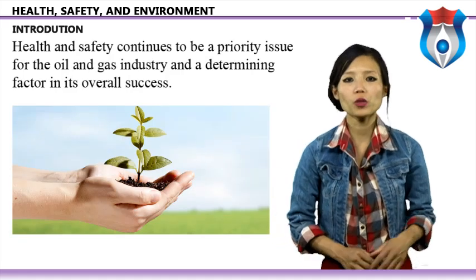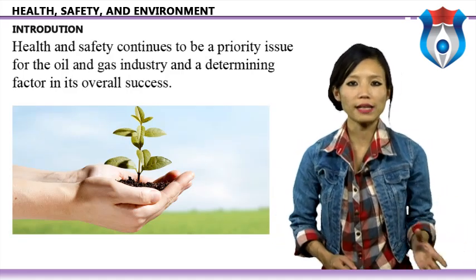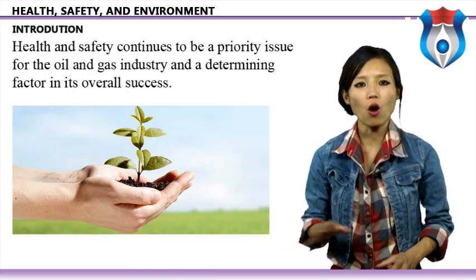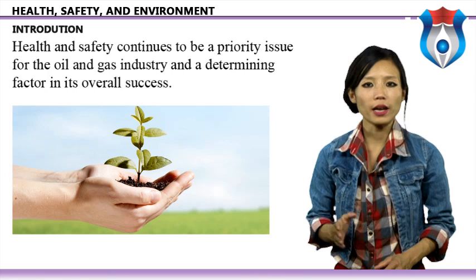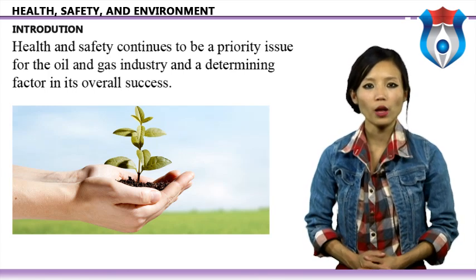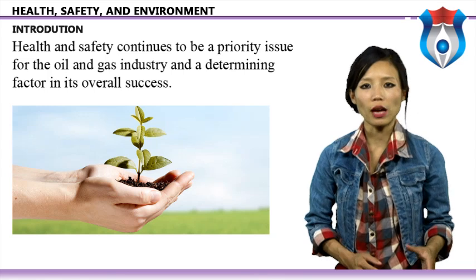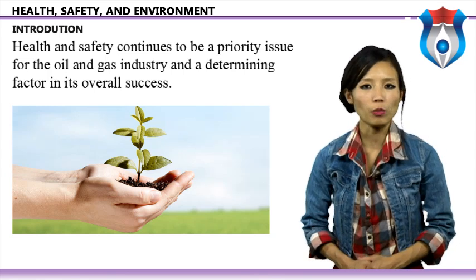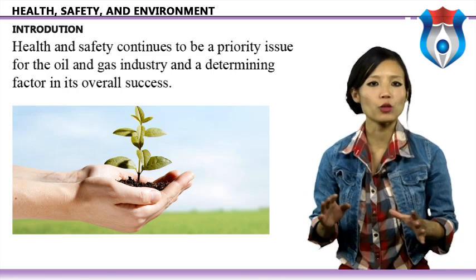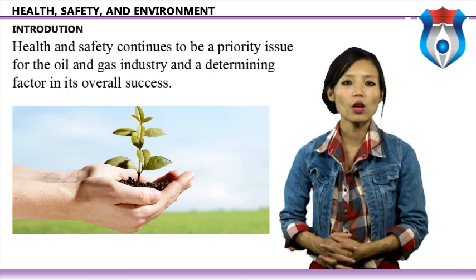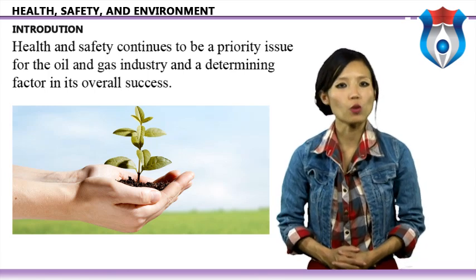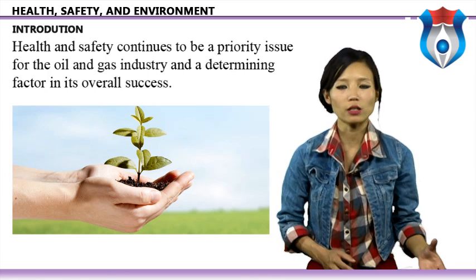Health and safety continues to be a priority issue for the oil and gas industry and a determining factor in its overall success. Exploitation of offshore hydrocarbon resources is inherently hazardous, and those involved in the industry apply significant effort to managing health and safety risk and achieving good levels of health and safety performance. The approach to health and safety management in the oil and gas industry has been shaped by significant learning over the years, to the point where we have an exemplar major hazard regulatory regime driving responsible and effective major hazard management.